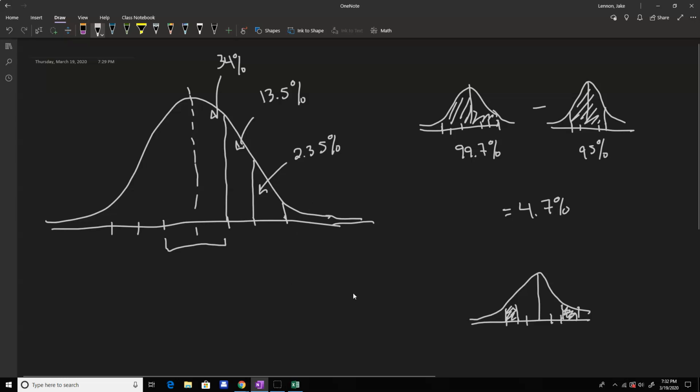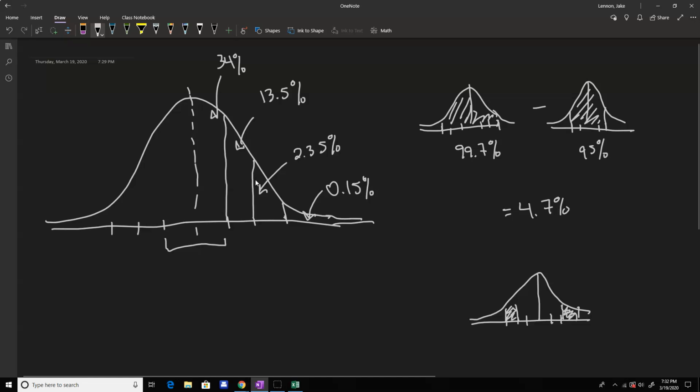And then this last area, if you look at 3 above to 3 below is 99.7, so if you look at both of the little tails on the end, they add up to 0.3%, so this last one right here adds up to 0.15%. So that's not the best picture in the world, but you get the idea.